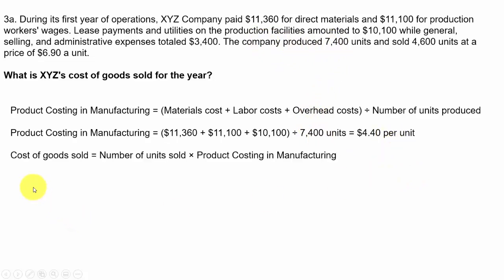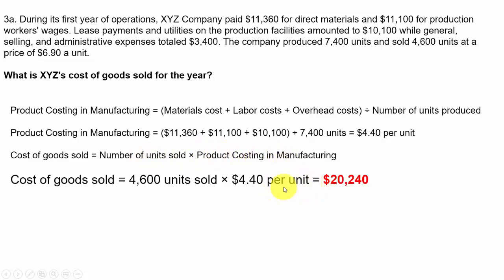And then the cost of goods sold, which is what we're looking for here, is number of units sold times the product cost per unit. In this case, it'll be 4,600 units that were sold. They gave us that they produced 7,400 units and they sold 4,600. And the cost of those units that they sold is called the cost of goods sold. So the 4,600 units that they sold times the $440 per unit cost that it costs to make each unit gives you a total cost of goods sold of $20,240.